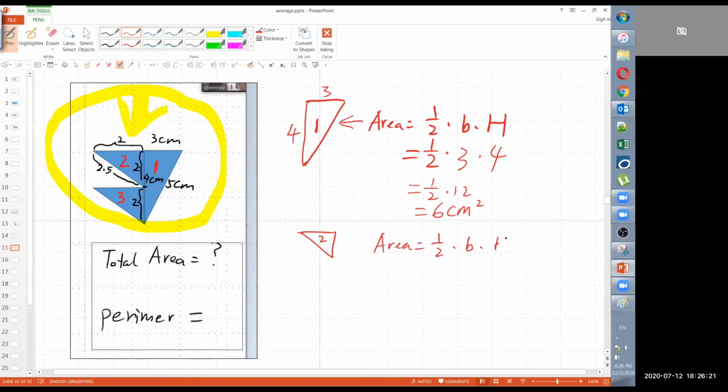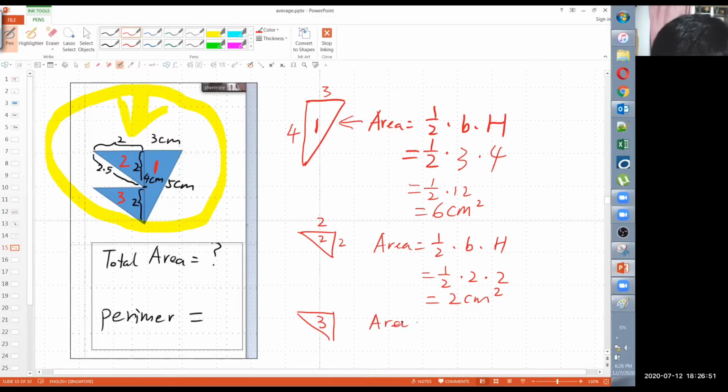Triangle 2. Is it too small for you? Can you see? No, I can see. Triangle 2, the base is 2. Very good. The base is 2. What's the height? 2. Yeah, very good. So continue. So half times base, which is 2. Height is also 2. So the answer is 2 cm square. I'm done for triangle 2. Now move on to 3. So what's the base? What's the height for 3? Base and height for 3.